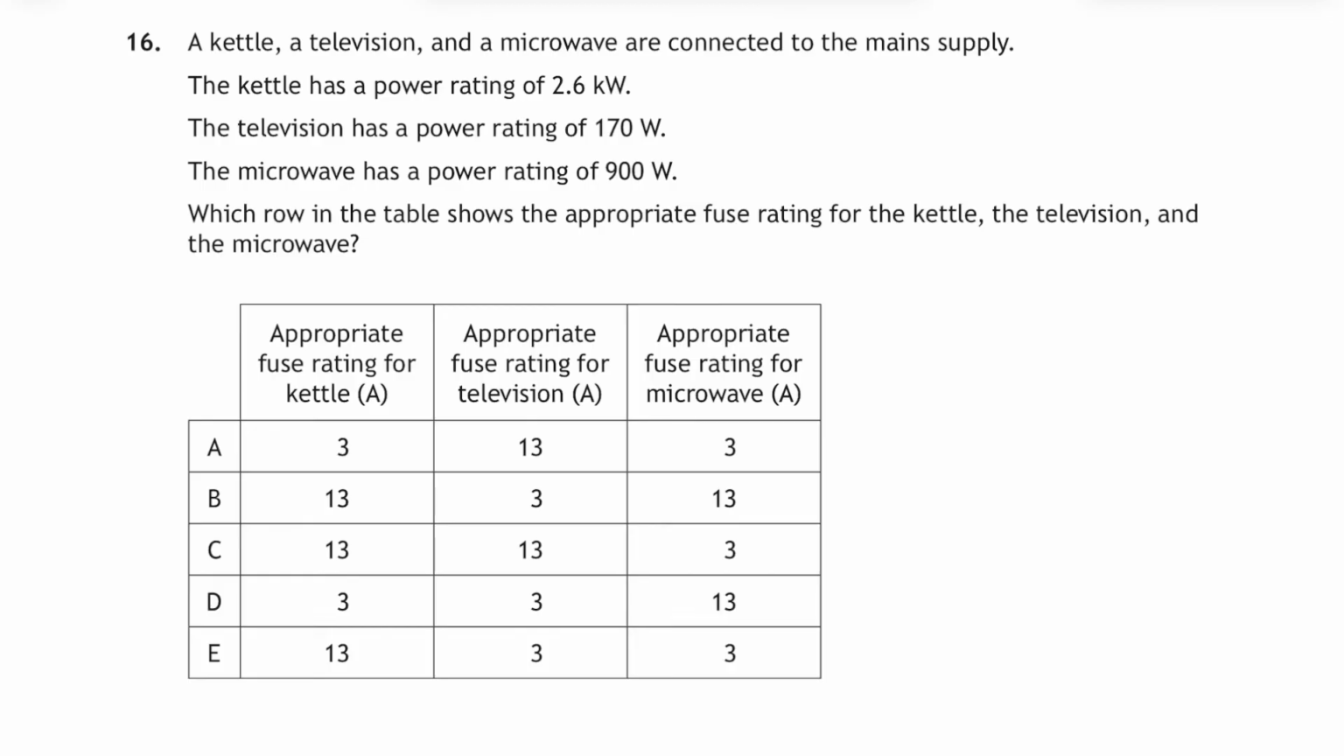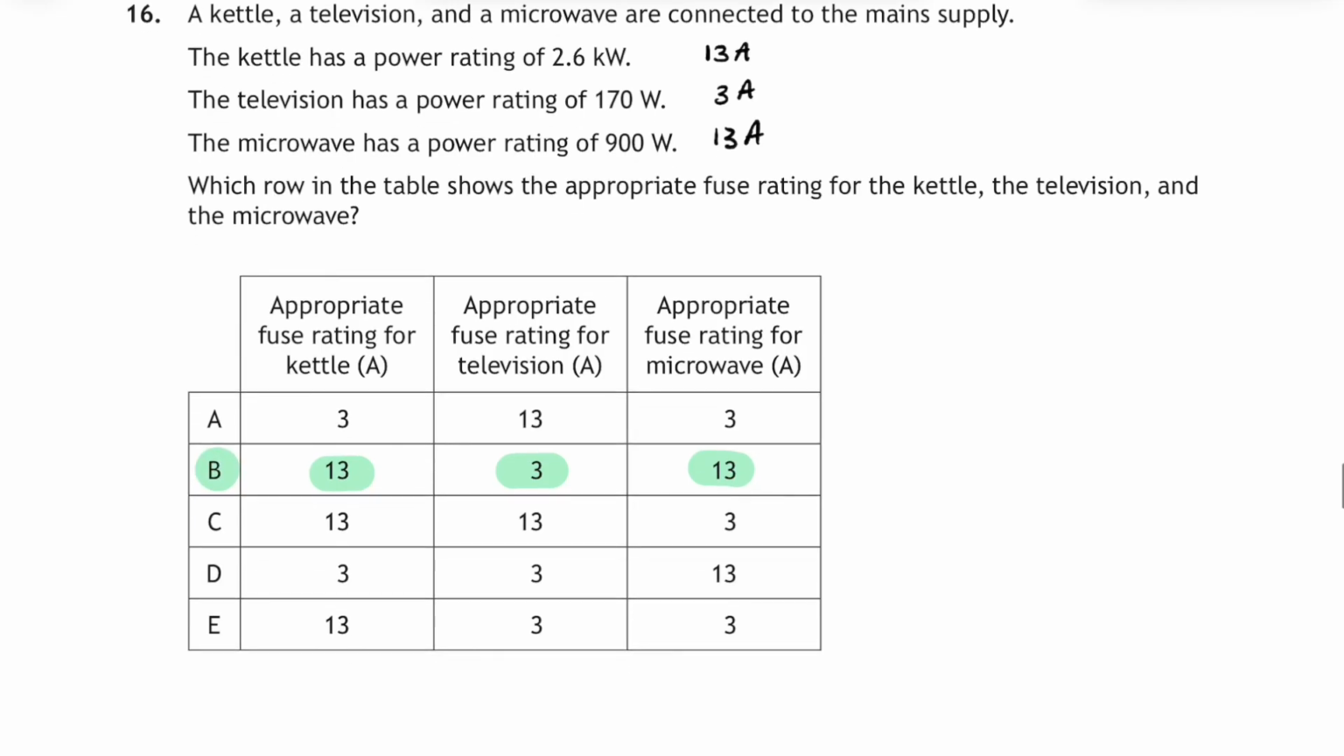Well, the rule here is if an appliance has got a power more than 700 watts, you use a 13 amp fuse. If it's less than 700 watts, use a 3 amp fuse. So my kettle is 2600 watts, 2.6 kilowatts, so it's got a 13 amp fuse. The TV is less than 700 watts, so it's got a 3 amp fuse. And the microwave, again, it's more than 700 watts, so 13 amp fuse. So we're looking for 13, 3, 13, and it's answer B, 16B.